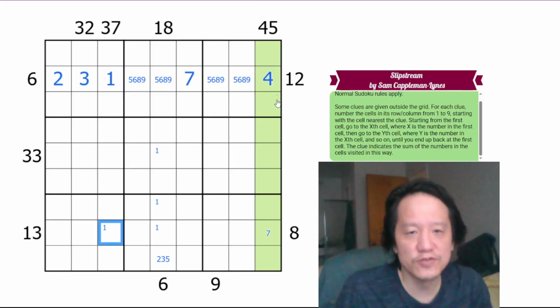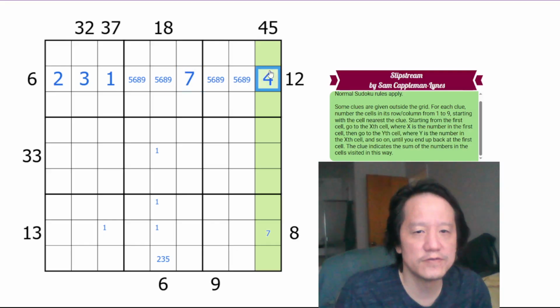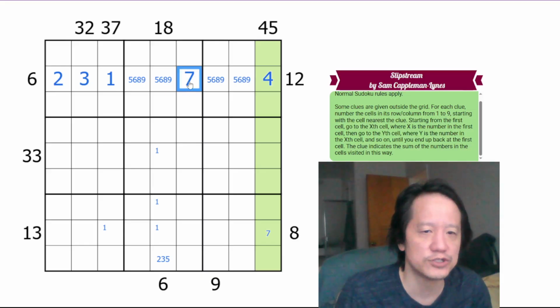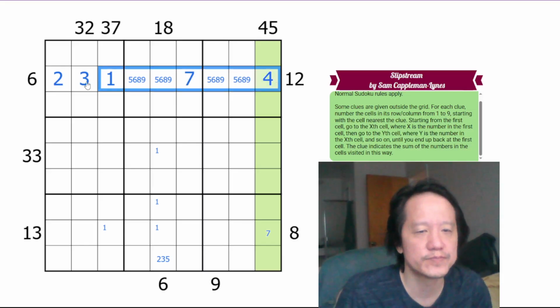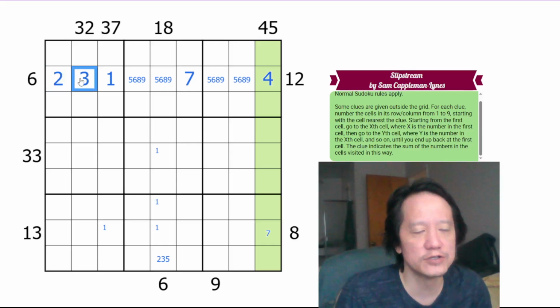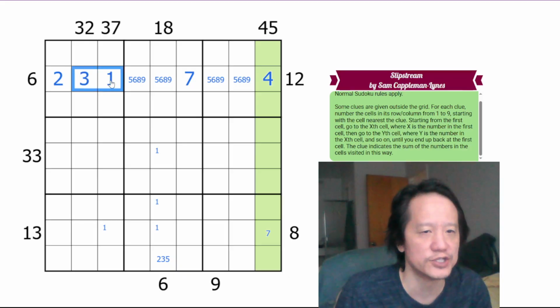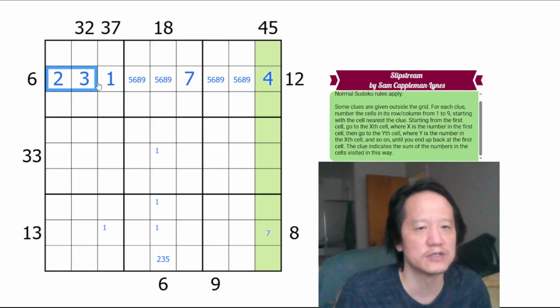So again, this goes 4, 7, 4, 4th digit, which means that's the digit we go to next, which is 7, which means that's 1. 2 means go to the second digit, which means that's 3, which means go to the third digit. So 2, 3, and then 1. That adds up to 6.